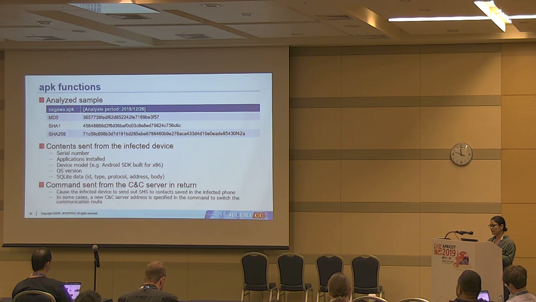At first, the infected device sends some information to a CNC server, such as the serial number, all installed application information, the device model and OS version, and also the SQLite file if it's updated. Second, the CNC server sends a command in return, which causes the infected device to send out SMS messages based on the contact list the infected device holds. In some cases, a new CNC server address is specified in the command to switch the communication route. I don't know why. But I will say that those functions may be updated from day to day, right?